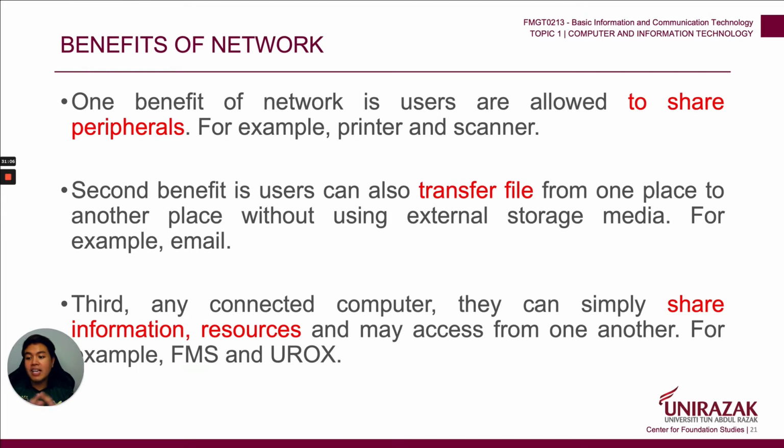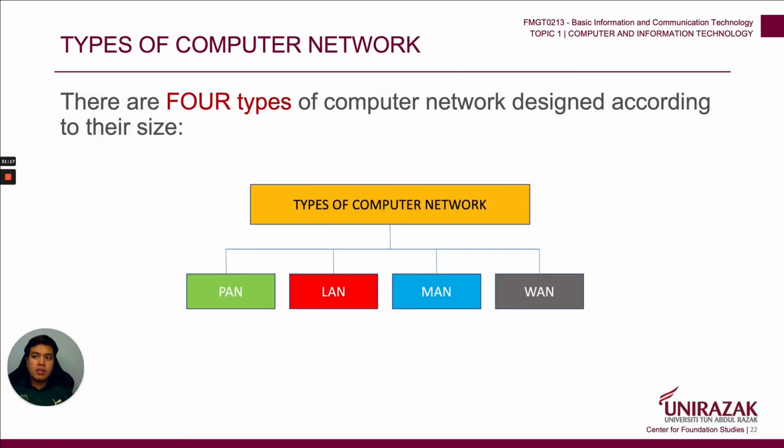Moving on to the next one. As I mentioned to you earlier, if you guys remember, when it comes to networks, we have four main types of network. What are they? The four types of computer network are designed according to size. From the smallest one, we have PAN, to the biggest one, WAN. So we have PAN, LAN, MAN, WAN.